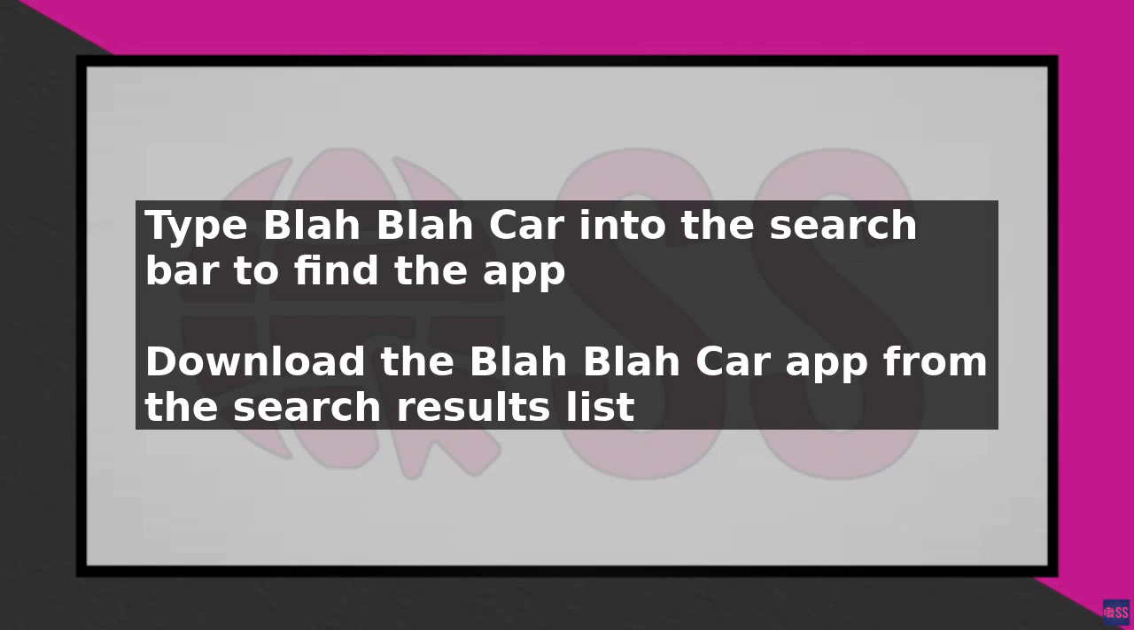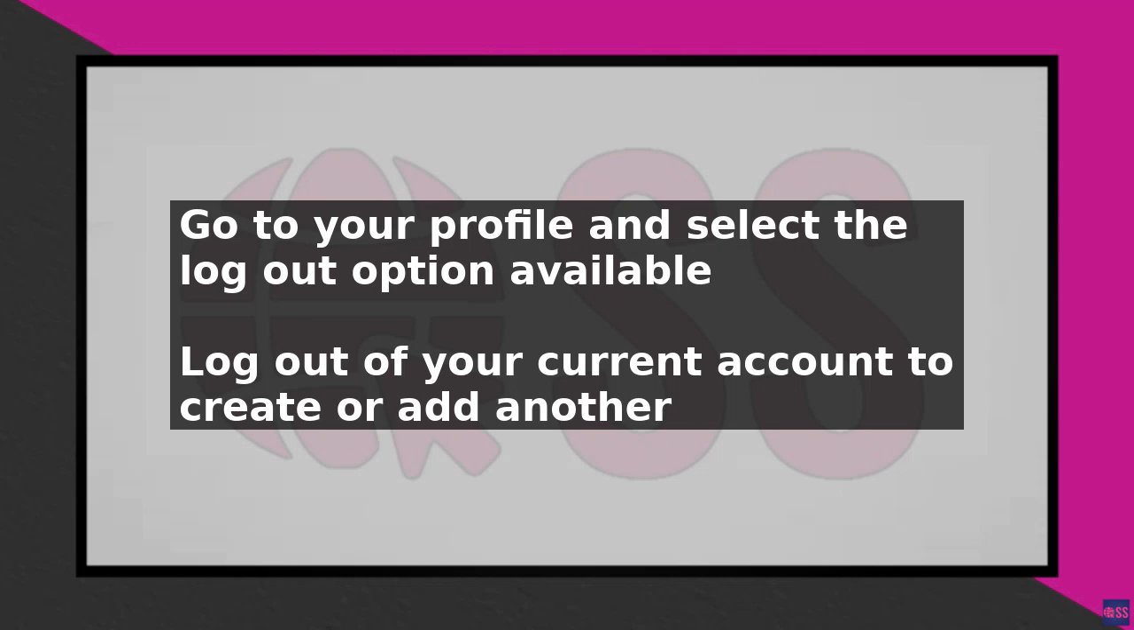Next to other menu items, type BlaBlaCar into the search bar. And from the search results, download the BlaBlaCar app, which may be listed as BlaBlaCar, Carpooling and Bus. Once the app has been downloaded, exit the App Store and find the newly installed app on your device.